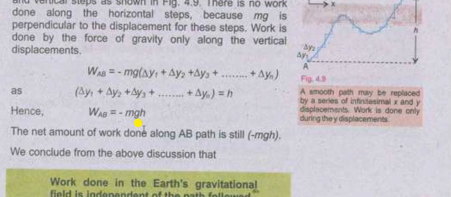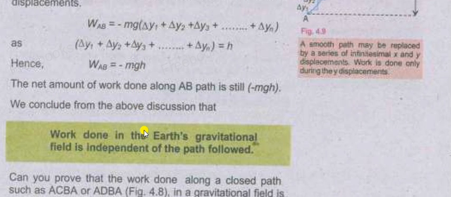So we can see easily that whether we move along path 1, path 2 or path 3, the work done is equal. The work done has the same magnitude, equal to minus mgh. So from here we may conclude that the work done in the Earth's gravitational field is independent of the path followed.